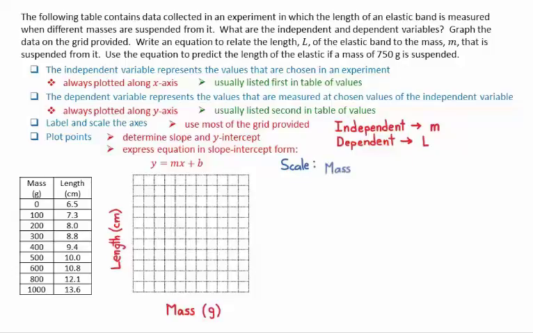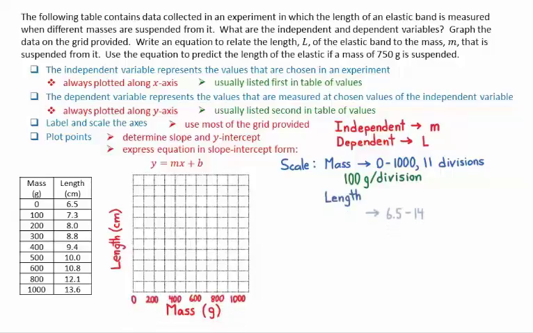First of all, the mass. Note that the mass goes from 0 to 1000, and there are 11 divisions on the grid provided. That means we can use 100 grams per division for the scale. For the length, note that it goes from 6.5 to 14, and again, there are 11 divisions. This means we can use 1 centimeter per division. Recall that it is not necessary to include the origin on the graph.